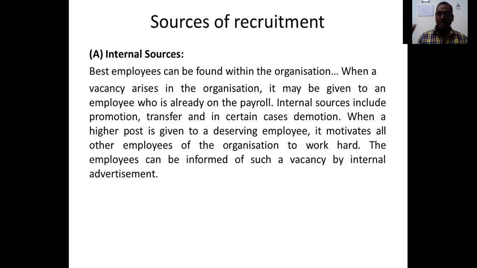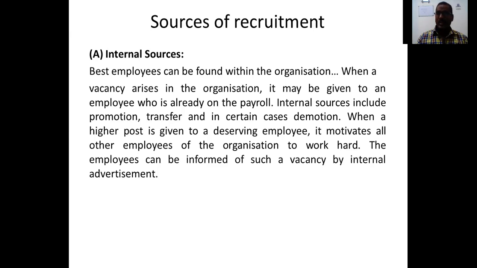Transfer means usually from one department to another department, or one section to another section, or from one branch to another branch. That is called a transfer. Okay, and in certain cases, demotion is the opposite of a promotion. That is, they are given a lower position than the current position. That is called a demotion.